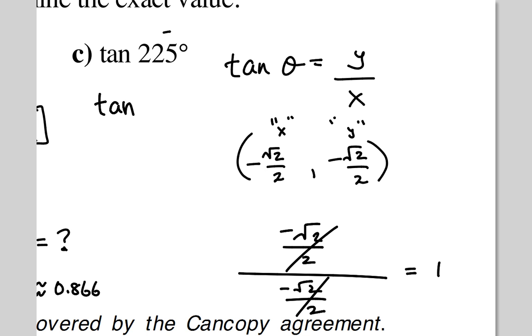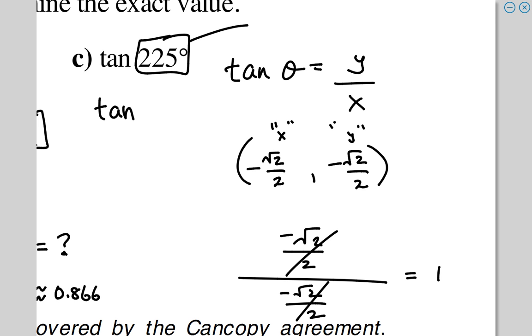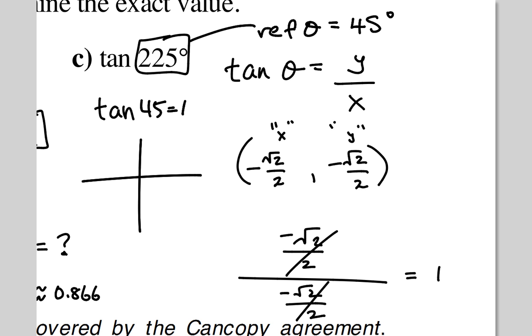The reference angle for 225 is what? What's the reference angle? 45. And what's tan 45? 1. Okay, which quadrant are we in? 225 is down here. Is tangent positive in quadrant 3? So this positive 1 is good. So there's lots of ways to do this.